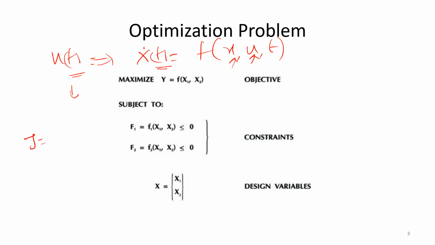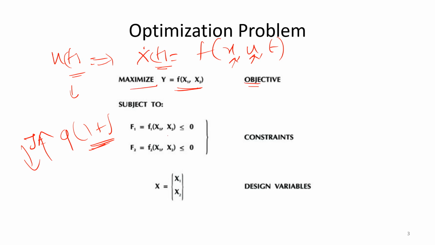The objective function could be anything. Optimization problem means you have to maximize this, so this is my objective. You have to substitute so that this value will be maximum. If it is minimum cost, you have to reduce the value. So you have to either maximize or minimize. That is your objective.